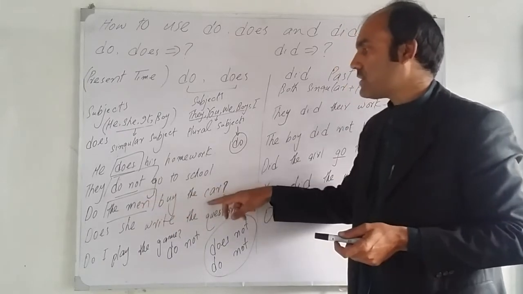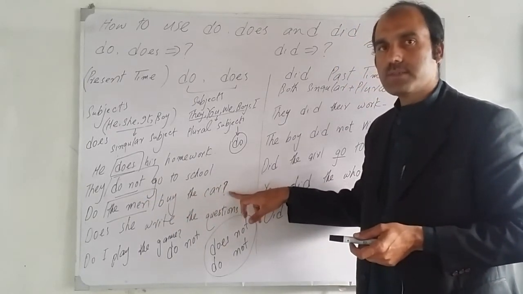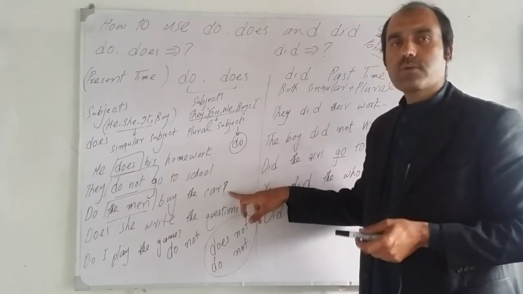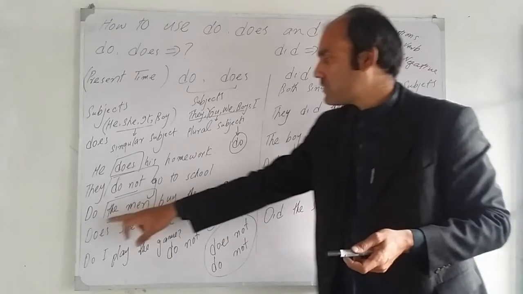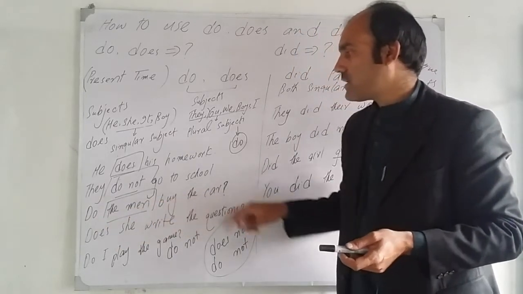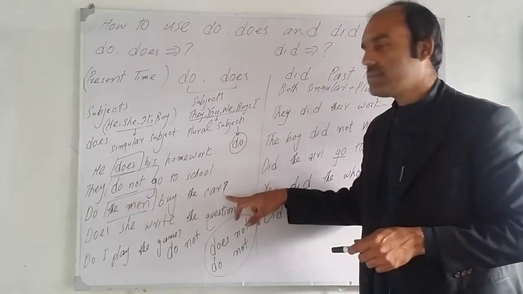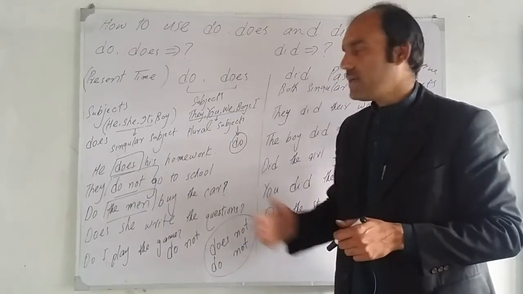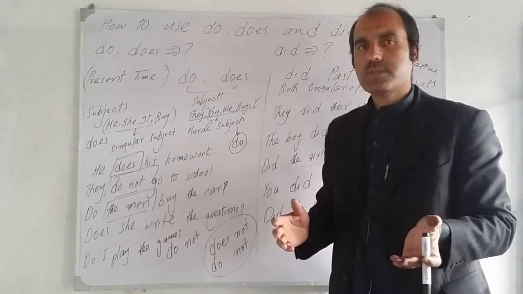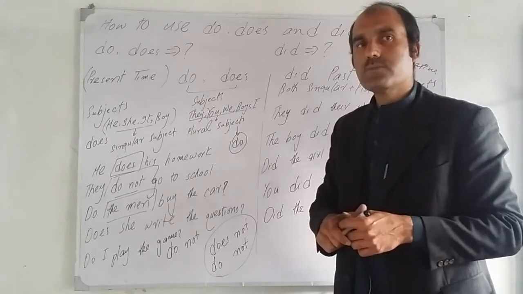An interrogative sentence is always ended by a question mark. We use a question mark instead of a full stop. Here you can see this is a question mark. Do the men buy the car? It is put at the beginning and the sentence ended by a question mark because this is an interrogative sentence. So for interrogative sentences, as I told you earlier, you can use do and does.